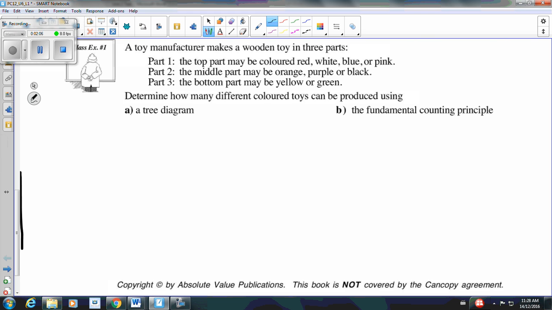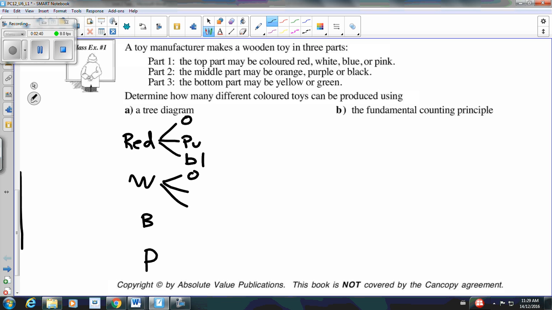So in a tree diagram, we essentially have a branch for each choice. So our first choice would be the top, and we have 4 choices for the top. We have red, white, blue, or pink. The middle part may be orange, purple, or black. So now, from each choice for top, we have 3 choices for middle. So each of these levels has 3 branches coming from it. And now from each of these choices, we have 2 choices for the bottom part. So each of these is going to have 2 more choices, yellow or green.